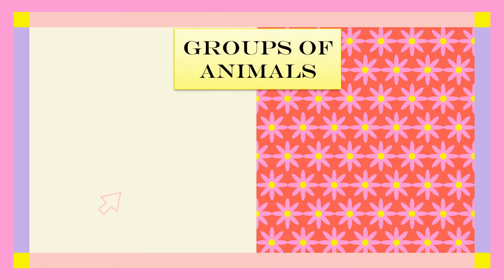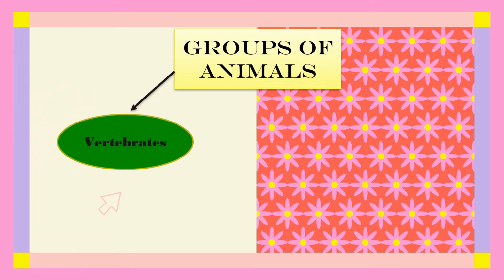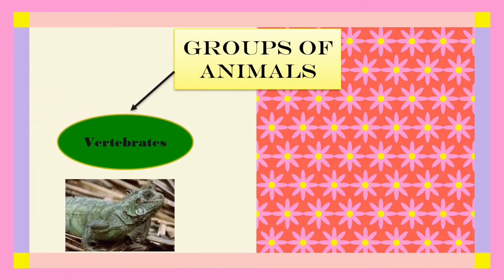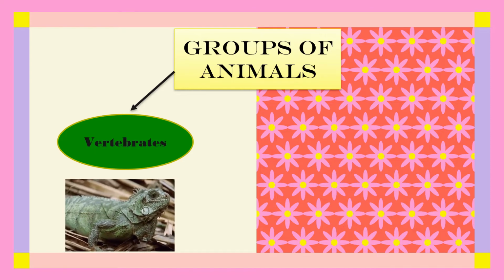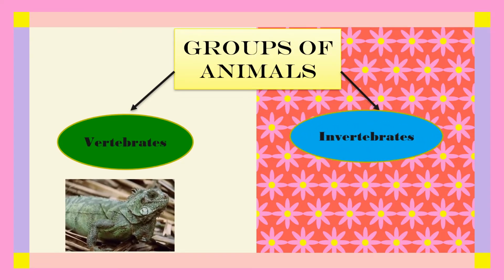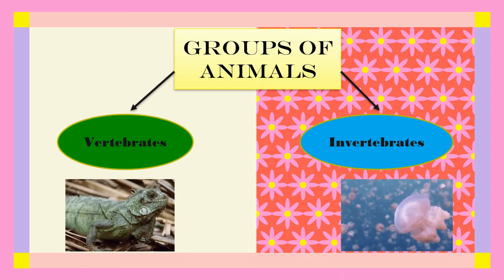Today, we will study about groups of animals. What are the groups of animals? Do you have any idea? Okay, very good. We have two groups. The first one is vertebrate. Okay, vertebrate is the chameleon. Next, invertebrates. It is the jellyfish.